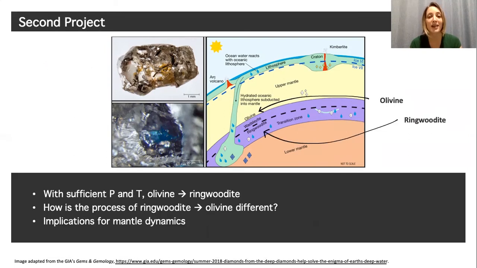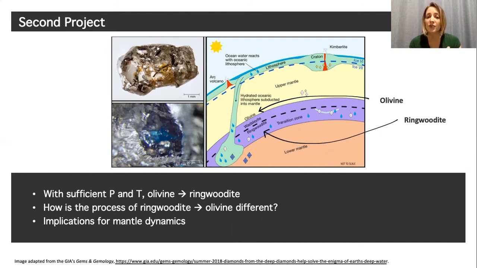I also established my second project this summer, and it's going to focus on the kinetics of the back transformation of ringwoodite to olivine. Olivine is an extremely prevalent mineral in the mantle, and at sufficient temperature and pressure, it transforms into the high pressure phases wadsleyite and ringwoodite. In a rising mantle plume with reduced temperature and pressure, these high pressure phases can transform back into olivine, but how and when exactly this occurs could be better understood, and that's what this project is going to focus on.